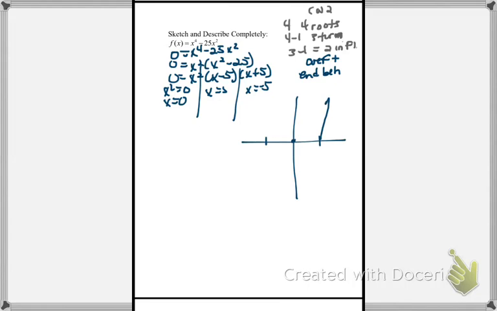Your ends are going up. These roots are coming through. This one is bouncing off. So you can kind of tell this makes your W. Where it goes, how far down, we don't really know. But we do know that these should be symmetrical because these are both at the 5 and the negative 5.